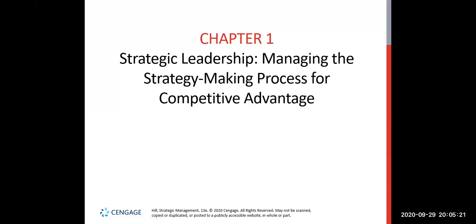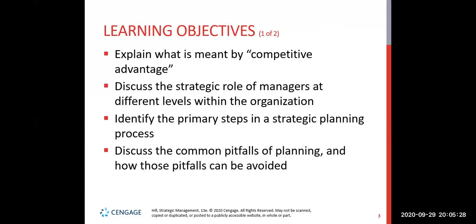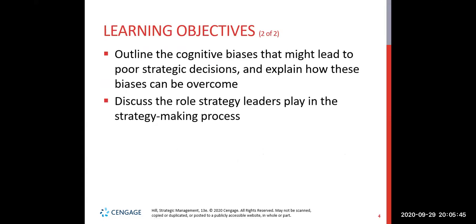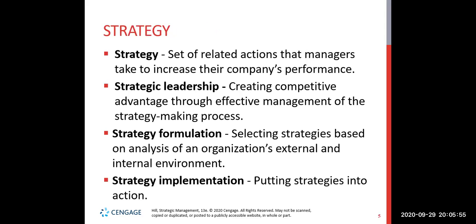Chapter number 1 is about strategic leadership and how we can manage the strategy making process for competitive advantage. The learning objectives are: What is meant by competitive advantage? What is the role of the strategic leader at the different levels within the organization? What are the primary steps in the strategic planning process? What are the common pitfalls of planning and how can these pitfalls be avoided? What are the different kinds of cognitive biases that might lead to poor decision making? And what role does the strategic leader play in the strategy making process?